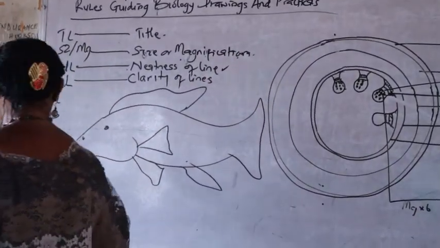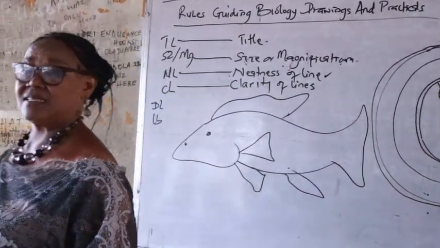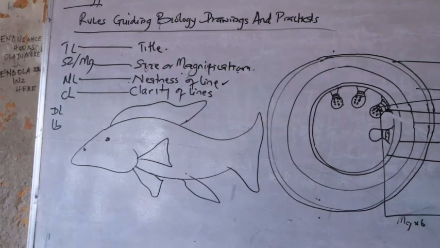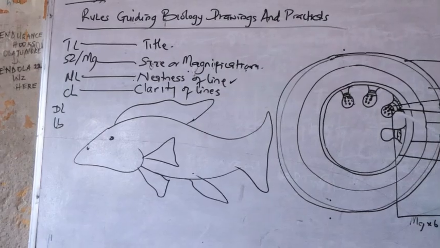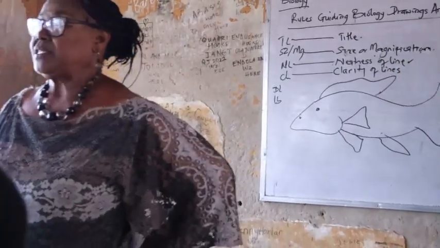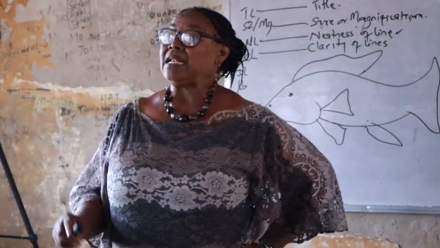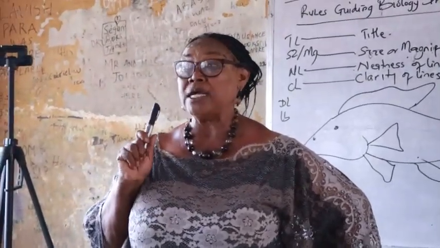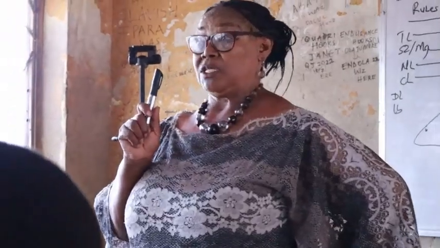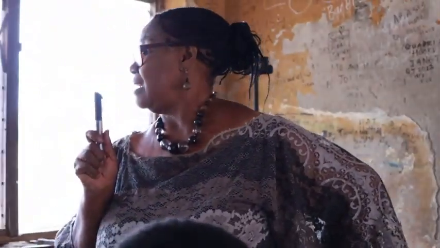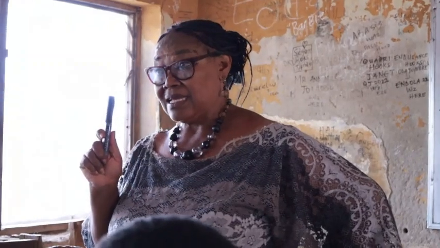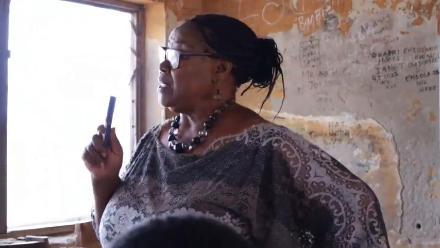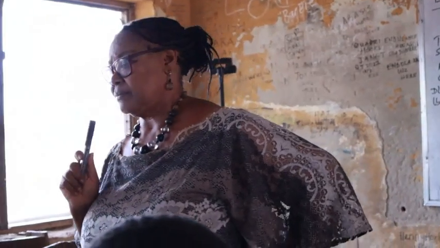Then coming to the clarity of line, this is where most wahala is, even for us, the teachers. In that clarity of lines, we're talking about the lines of the diagrams. One, your line of the diagram must be thin and clear to be seen by the examiner. The lines of the diagram must be thin and clear so that the examiner will see what you have drawn.